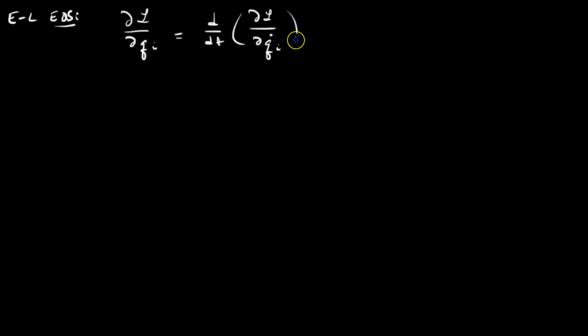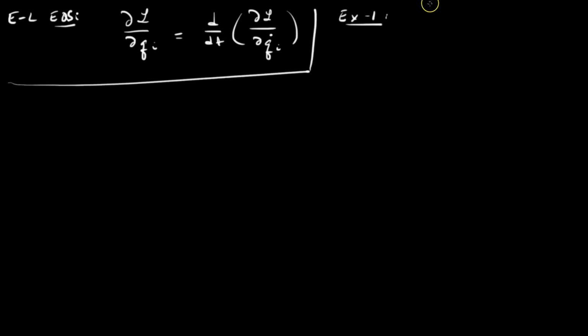And why do I say equations? Because generalized coordinates have many variables. They can be x, y, z, whatever you say. So you can have many Euler-Lagrange equations. So Euler-Lagrange equations: dL/dqi is equal to the time derivative of dL/dqi dot. Okay, let me just put this on the side for reference. Now, let me do an example. Example 1. Consider a free particle. Again, the trivial case.